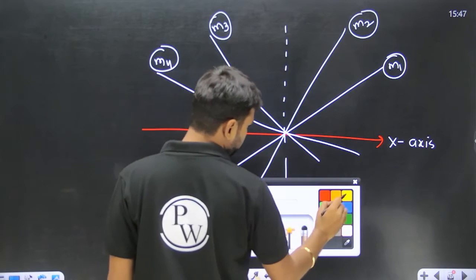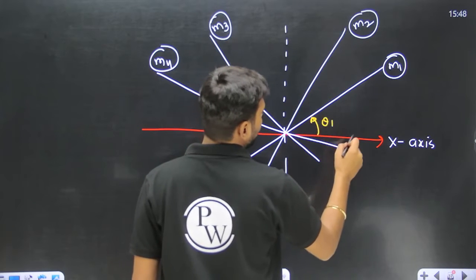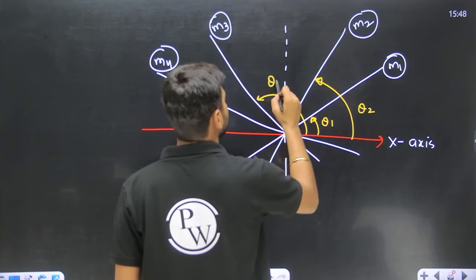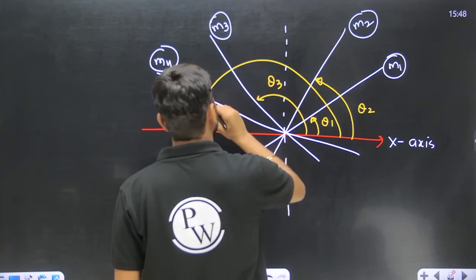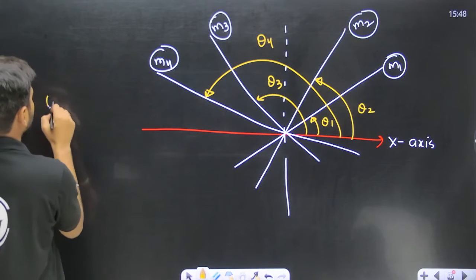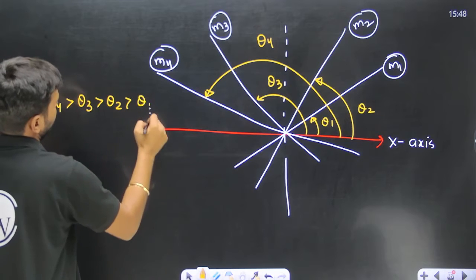Tell me the slopes in the increasing order. Let's say this angle is theta 1, this angle is theta 2, this angle of inclination is theta 3, and this angle over here is theta 4. Obviously, if we talk about angles of inclination, then theta 4 is going to be greater than theta 3, greater than theta 2, then theta 1.